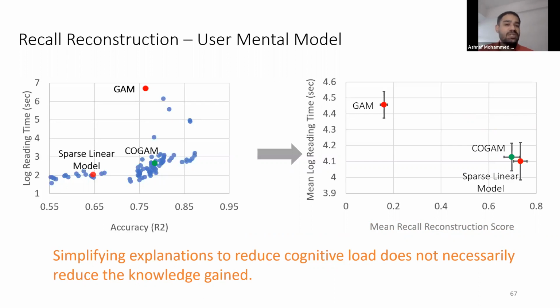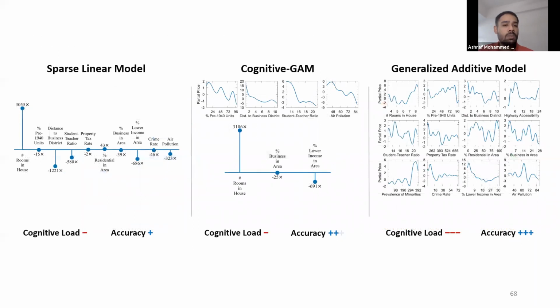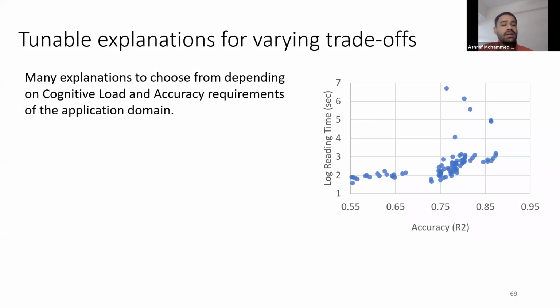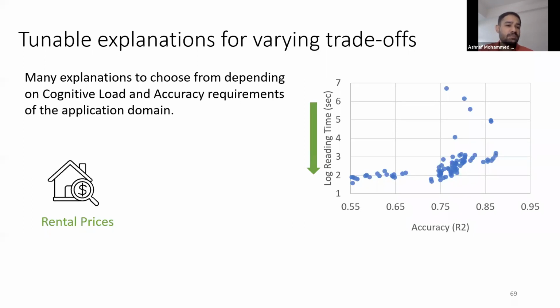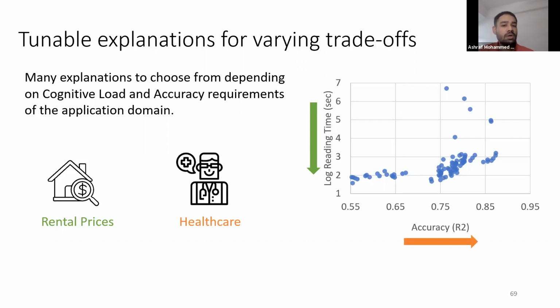As you can see, GAM, despite having high explanation accuracy, had poor user mental models. So COGAM is able to find explanations that balance cognitive load and accuracy. The implication of this is that explanations can now be tuned based on the cognitive load and accuracy requirements of the domain. What do I mean by that? Let's say we have a consumer application for rental price prediction. We want to improve the usability of the explanation by reducing the cognitive load. So we'd want to pick some model that's towards the bottom left of the plot. But if this was the healthcare domain, we want to tune for increased accuracy, where it is worth the additional cognitive load.